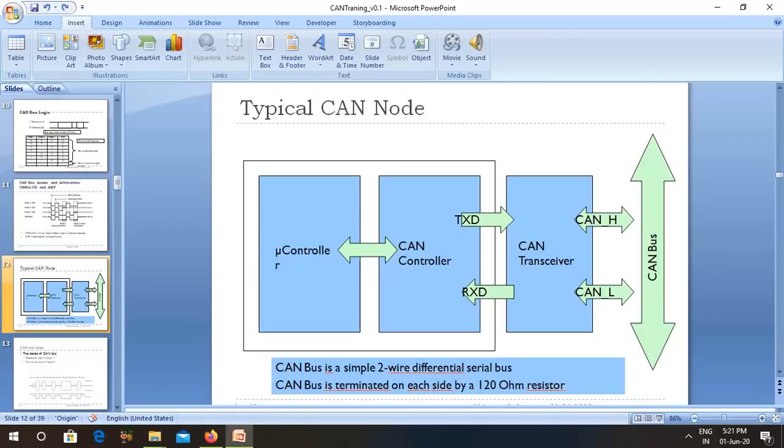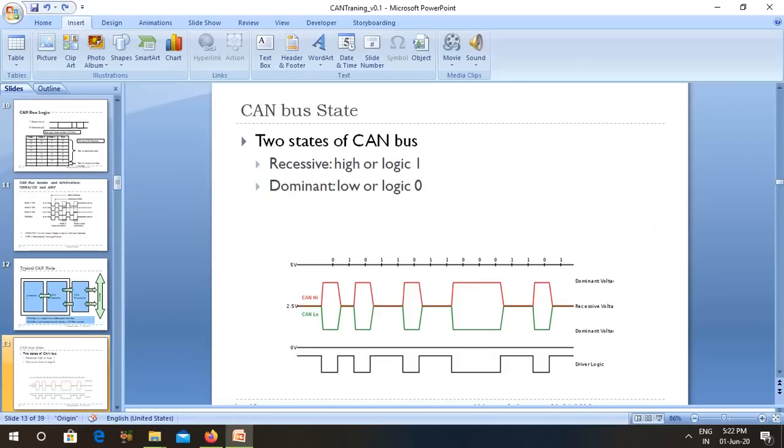The CAN bus is a simple two-wire differential serial bus. The bus is terminated on each side by a 120 ohm resistor. This is a must. You have to use a 120 ohm resistor to terminate the bus. So we have two states of the CAN bus. What are the two different states? Usually in the digital world we have zeros and ones.